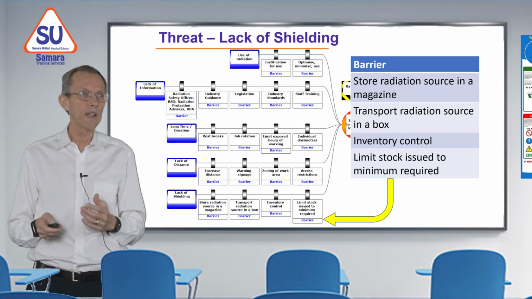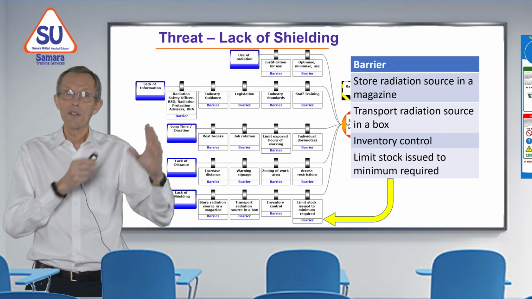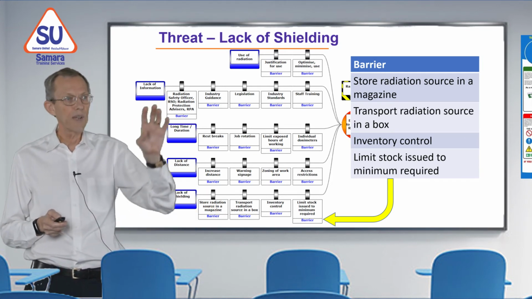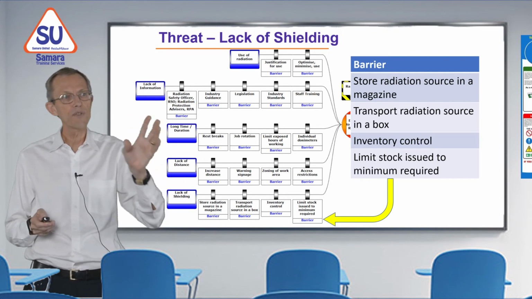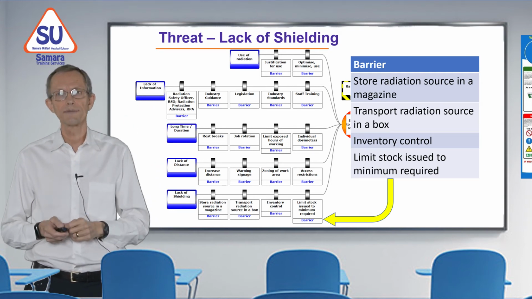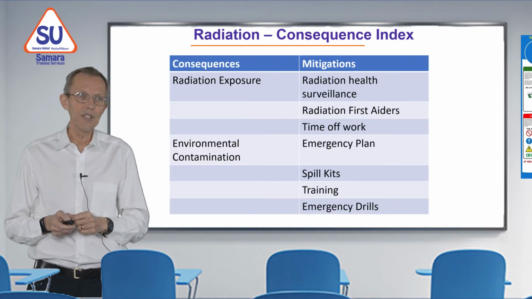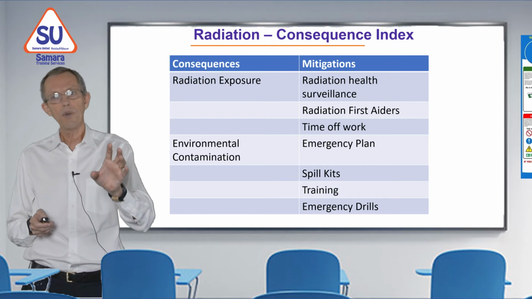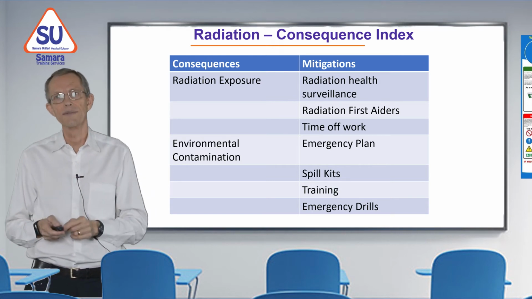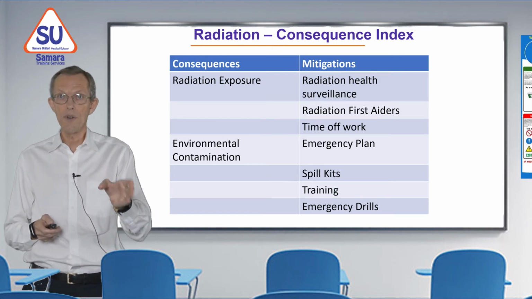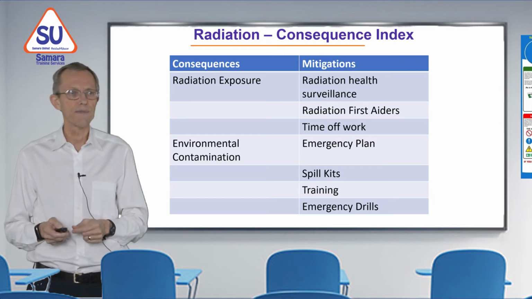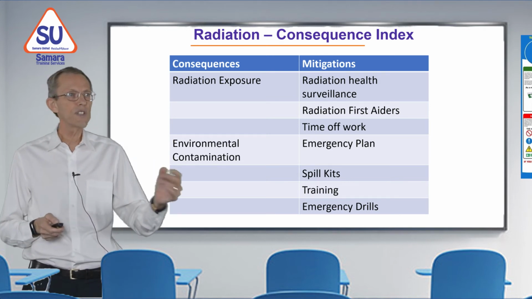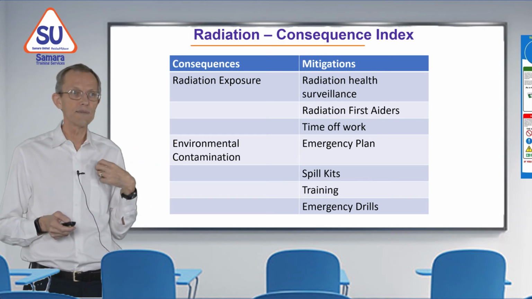If we put those things in place, we have completed one side of our bow tie diagram. So we have 5 threats and we have barriers for each one to try and control it. Unfortunately, the barriers can fail. If the barriers fail, people or a person will be exposed to the radiation. If they're exposed to the radiation, there will be consequences. So we can have 2 consequences that we thought about for this diagram. The first is they're exposed to the radiation.